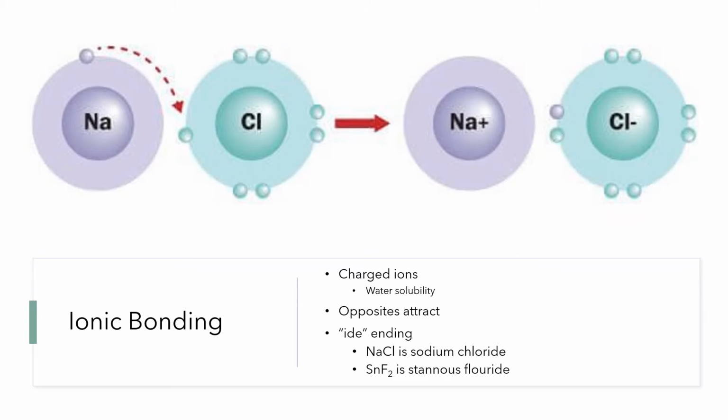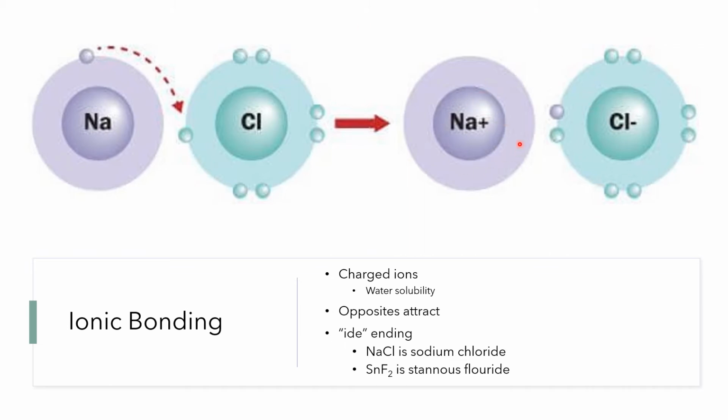So in ionic bonding, we have charged ions. And what's interesting about charged ions is that they are water soluble, meaning they can dissolve in water. Water can dissolve them. So in this case, we've got sodium chloride. Sodium has 1 valence electron. Chlorine has 7 valence electrons. They both want 8. So 1, way too low. 7, close, but not quite there. So what happens is the sodium loses an electron and gives it over to the chlorine.